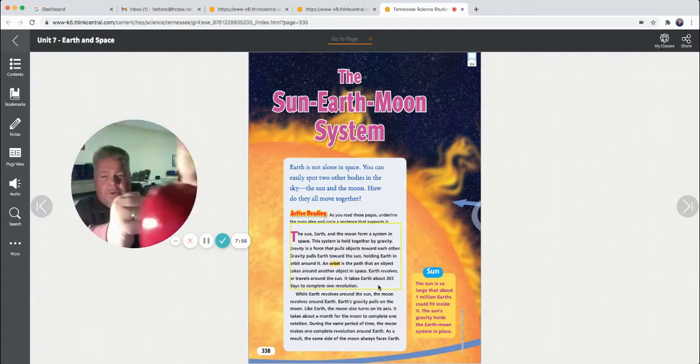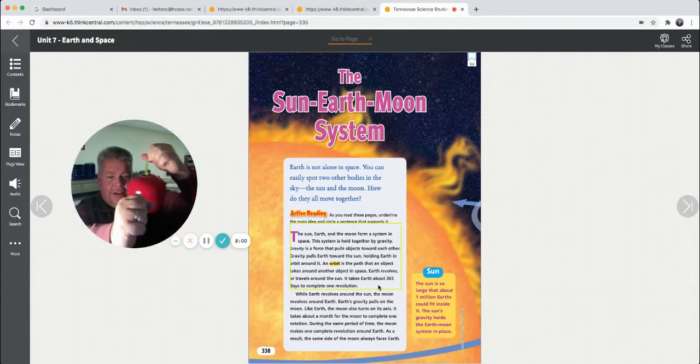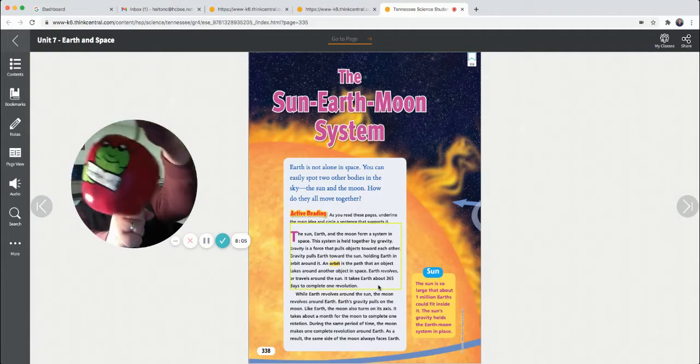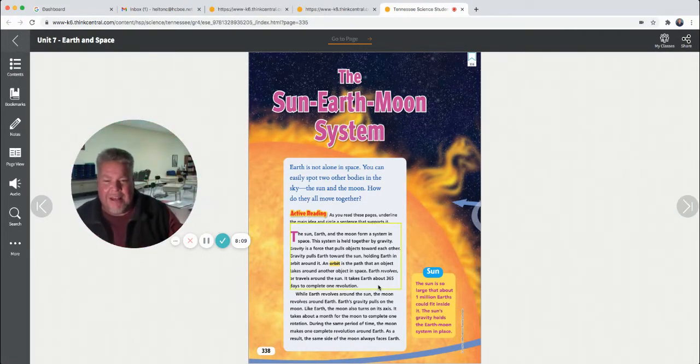So the Earth goes around the sun, and as it's going around the sun, as it's revolving, it's doing another R word, it's rotating and revolving. So it's spinning in two different ways at the same time. And then the moon is doing the same thing around the Earth. And so remember the difference between those two words, okay?